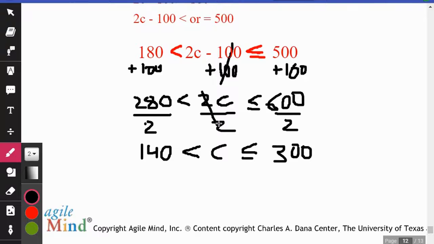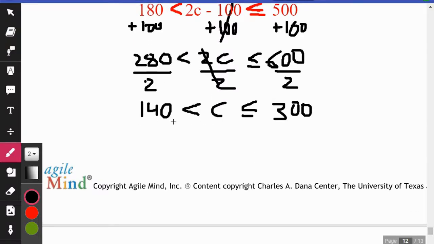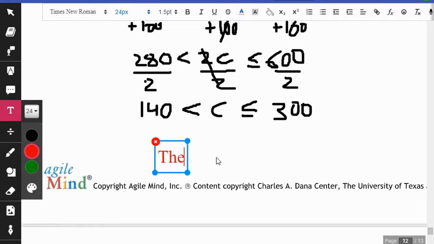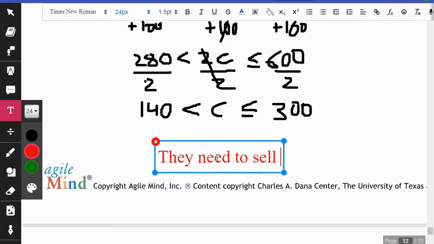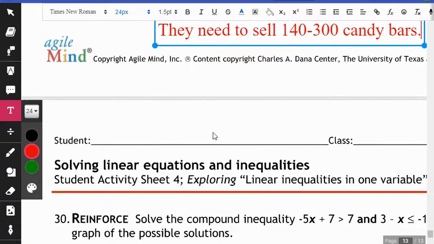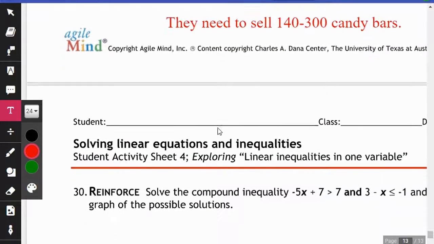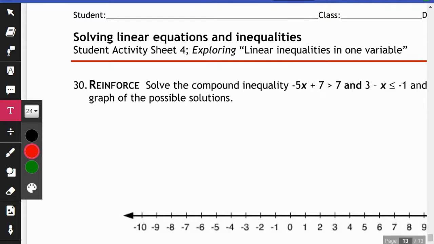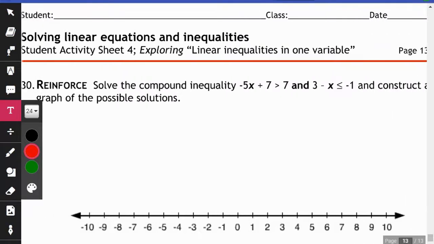So figuring out from this, it says C has to be between 140 and 300, which means they need to sell 140 to 300. That's all. But we just figured out C has to be in that range. Now, if we're graphing that, we would make a graph that's in between those. Okay, we're going to graph this one.